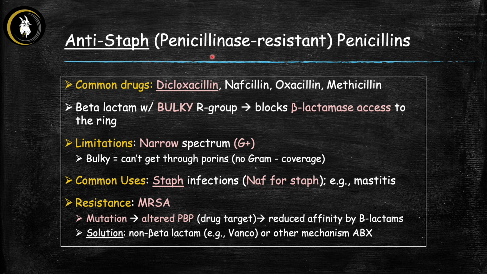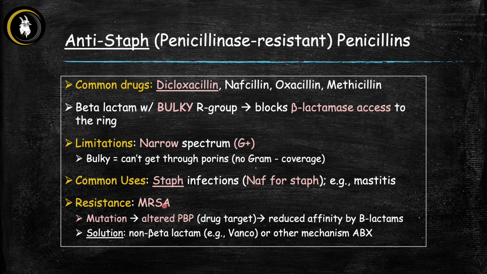Now, the problem with these drugs is that whenever we advance the drugs to target the bacteria, the bacteria can also advance and mutate and create resistance. And that's what we have here. We have MRSA, so M stands for methicillin. So we have a form of Staph aureus that is methicillin resistant.